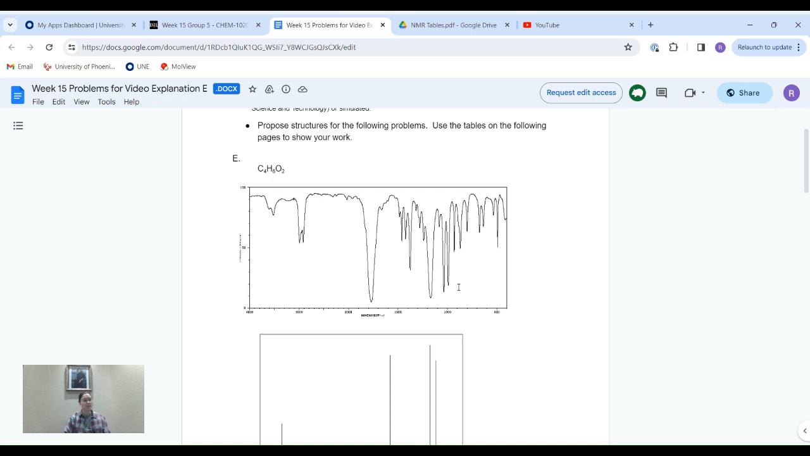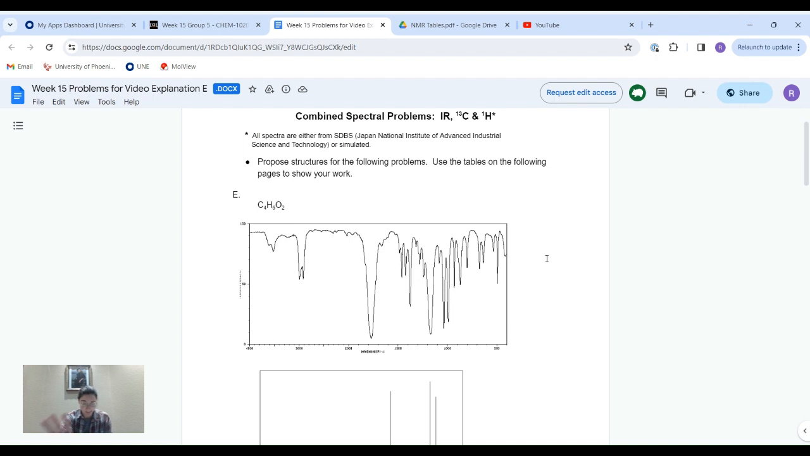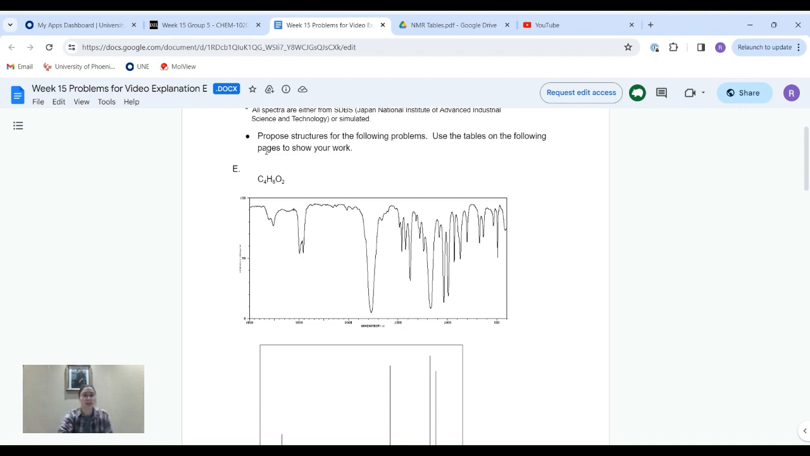I am presenting on my Group 5 project for the Combined Spectral Problems for the Organic Chemistry course. So here we can see the Combined Spectral Problems worksheet. We'll primarily be working off of this, but I will also be showing the work that I did on my PDF handout. First thing that we notice is the molecular formula.